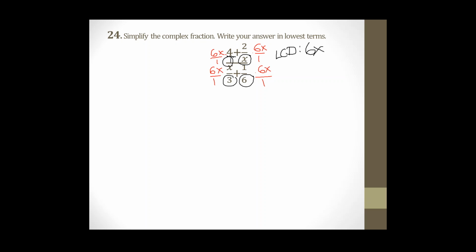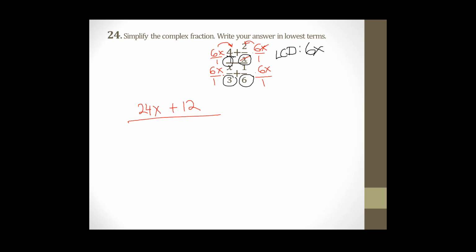So what happens now is that the denominators are going to cancel out. This one doesn't cancel out because it was a 1. So we have to straight multiply our leftovers. 6x times 4 is 24x. And over here, the x in the bottom cancels with the x on top. So we have 6 times 2, which gives me a 12. So the denominators are gone.